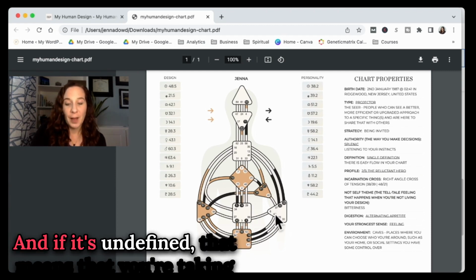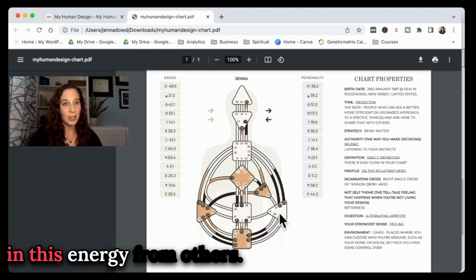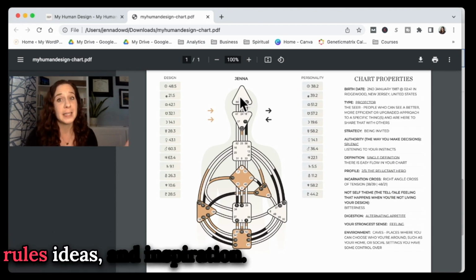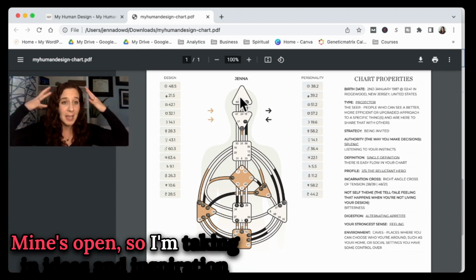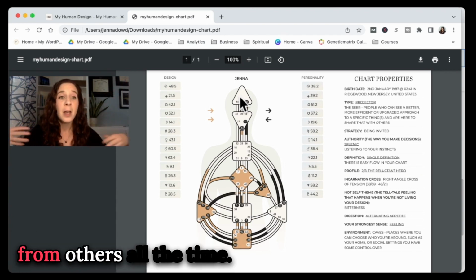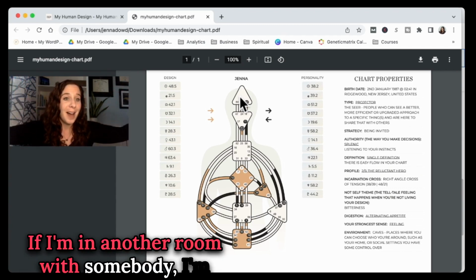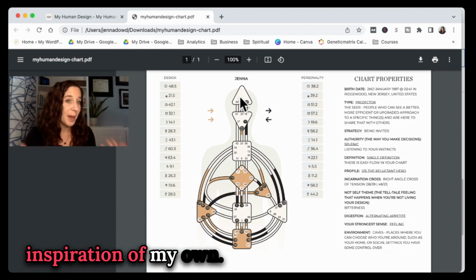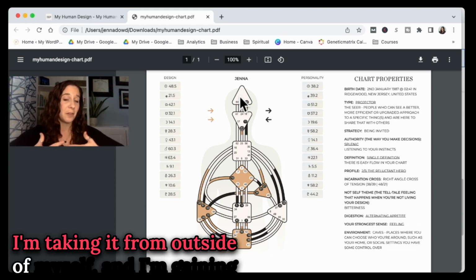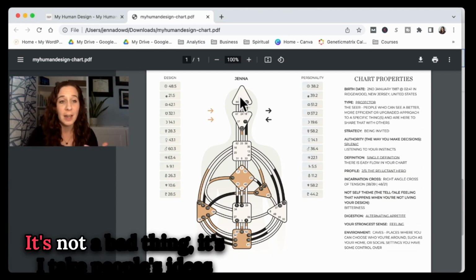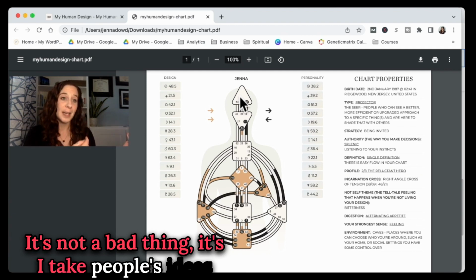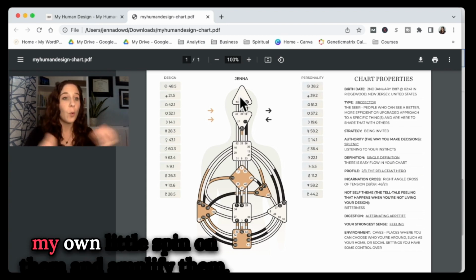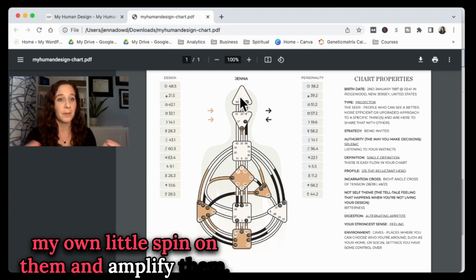And if it's undefined, that means that you're taking in this energy from others. Let's say, for example, your head center rules ideas and inspiration. Mine's open. So I'm taking in ideas and inspiration from others all the time. If I'm in another room with somebody, I'm taking in that energy. I don't necessarily produce ideas and have inspiration of my own. I'm taking it from outside of myself, and I'm gaining wisdom from that. It's not a bad thing. I take people's ideas and I amplify them. I make them my own, and I put my own little spin on them and amplify them.